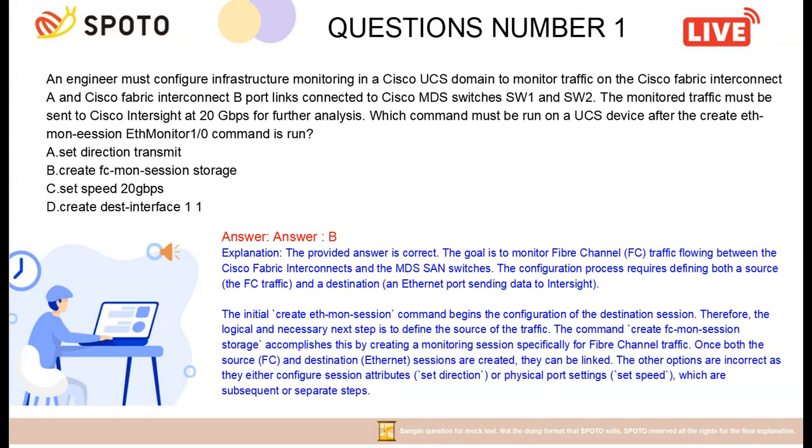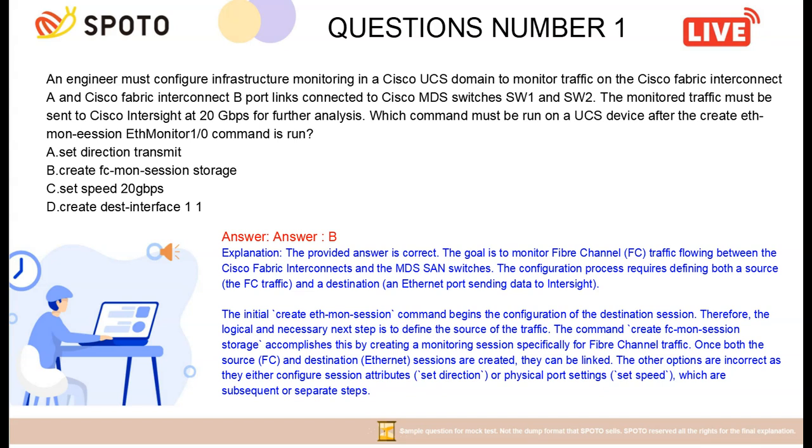Answer, B. The provided answer is correct. The goal is to monitor Fibre Channel, FC, traffic flowing between the Cisco Fabric Interconnects and the MDS switches. The configuration process requires defining both a source, the FC traffic, and a destination, an Ethernet port sending data to Intersight. The initial create fmon session command begins the configuration of the destination session. Therefore, the logical and necessary next step is to define the source of the traffic. The command create fcmon session storage accomplishes this by creating a monitoring session specifically for Fibre Channel traffic.